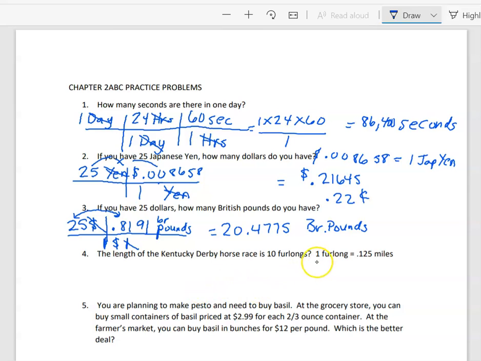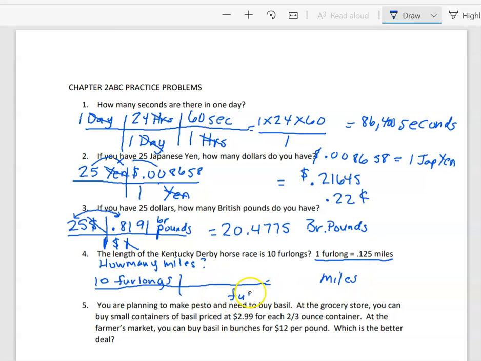So this is another problem that people are really having trouble with. The length of the Kentucky Derby horse race is 10 furlongs, and 1 furlong is 0.125 miles. So I think it's asking how many miles this 10 furlongs would be. I would start my problem with what I know, and we want to end with what the question is asking, which is to change that to miles.